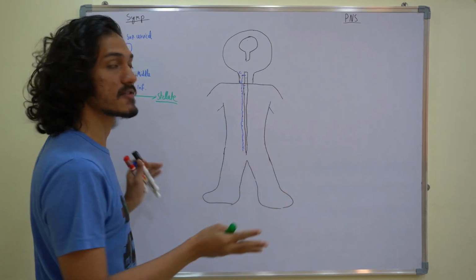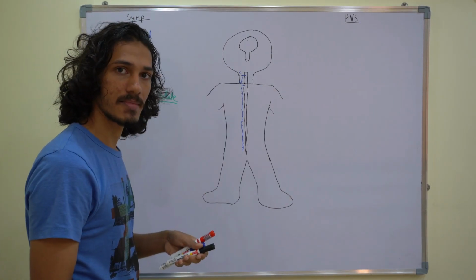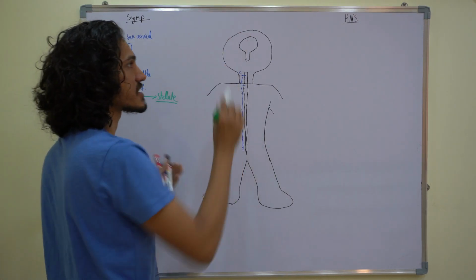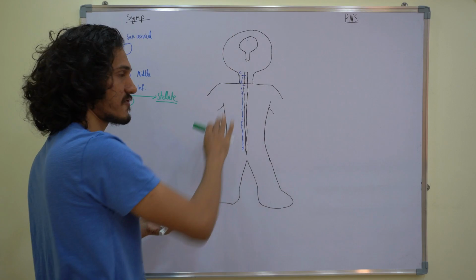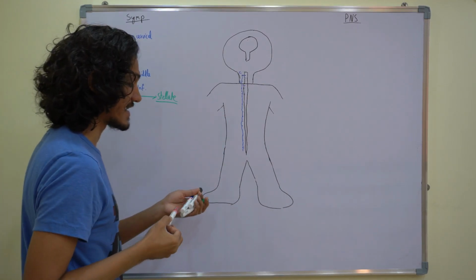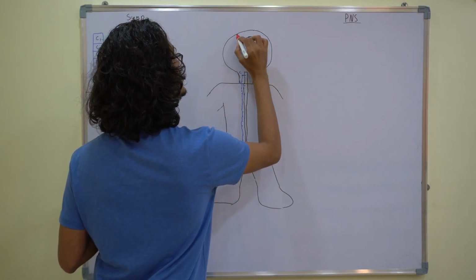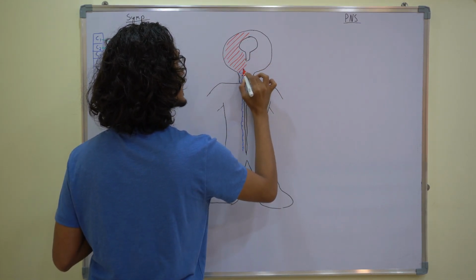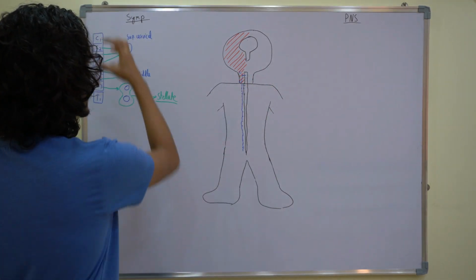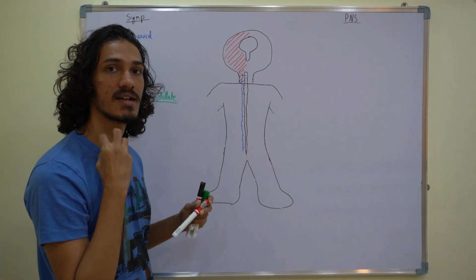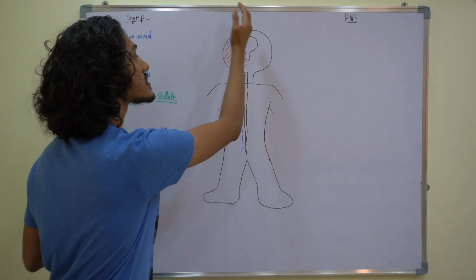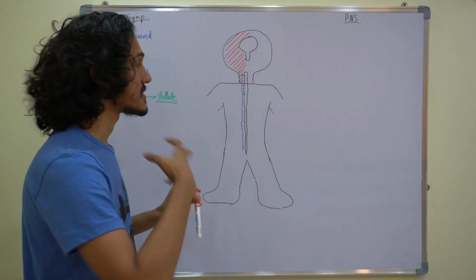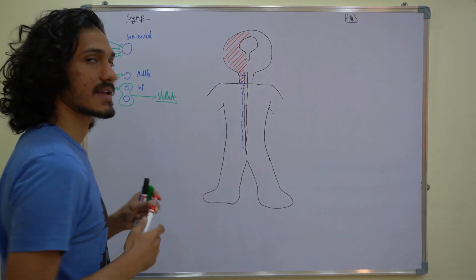But where does this give supply? The postganglionic segment goes to the corresponding skin region and the blood vessels of that region, which is your head and neck, and also it supplies the glands and many smooth muscles in your head and neck region. So through these ganglia, the postganglionic fibers are going to supply your head and neck region.